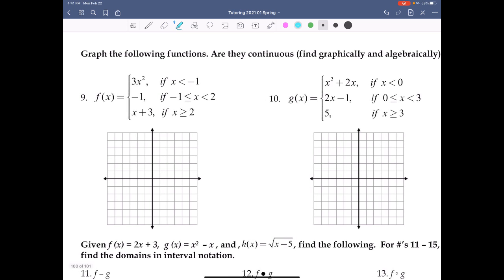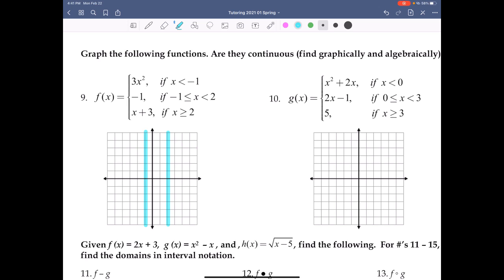a piecewise function. What I would recommend is, first of all, you look at these ranges, right? And this is describing along the x-axis, left to right, where we're going to end up graphing. So I typically draw in right away -1, that would be right here. And then from -1 to 2, that would be this area here.